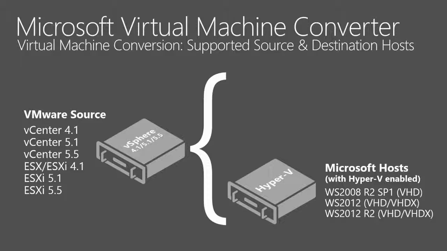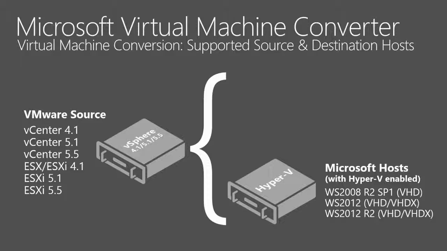When we think about what it can convert to, same as with P2V, Hyper-V, obviously, is a target. Previous versions, like 2008 R2 SP1 and onwards, VHD only. And then the 2012 and 2012 R2, you'll get a choice. And we'll see this in a demo shortly in the UI. You've got a choice about which disk type you want to use. My preference would be always to go to VHDX.